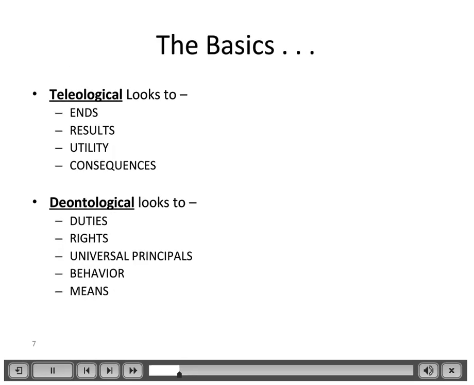So a quick review of the basics. The teleological looks at the end results, the utility of the balance between one outcome versus another, and the goal is that we want to have a utility formula that results in the greatest good for the greatest amount of people. Very Mr. Spock oriented, as we've talked about before.